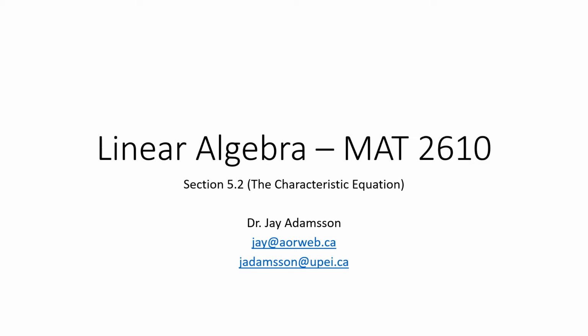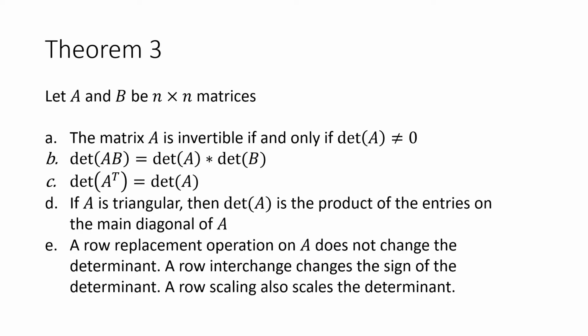This lecture is going to look at the characteristic equation. So first off, just a recap of some of the stuff that we've seen. If we have a couple of matrices, we've seen that a matrix is invertible if and only if its determinant is non-zero. We've seen that if you want to take the determinant of the product of matrices, it's the same as taking the determinant of the two matrices separately and multiplying them together.